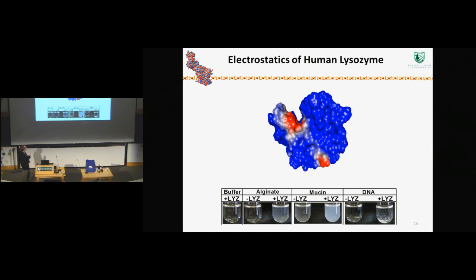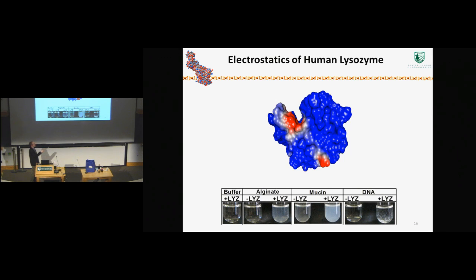So these are some photographs showing you that a lysozyme solution by itself is clear. Lysozyme's totally soluble. An alginate solution with no lysozyme is completely clear, but you mix those two solutions together and you get an immediate precipitate formation. A similar effect with mucin. Mucin without lysozyme, relatively clear. You add lysozyme and you get copious precipitate formation, and a similar effect with DNA.